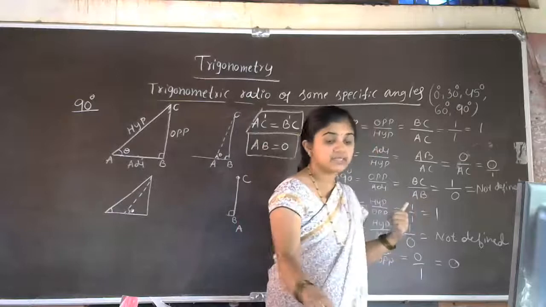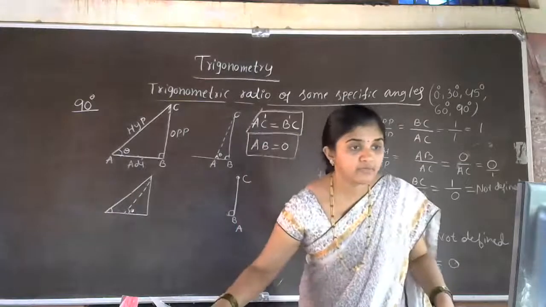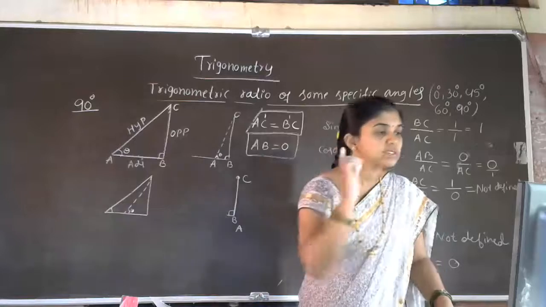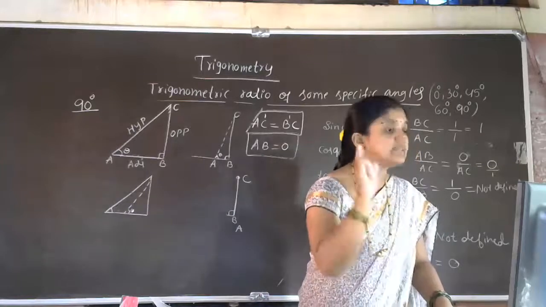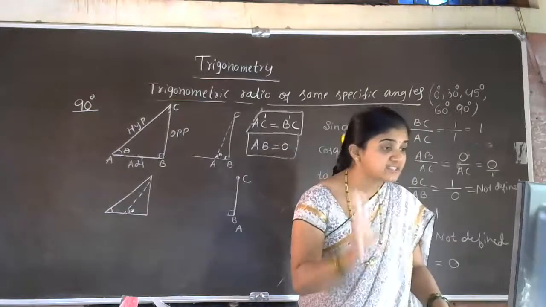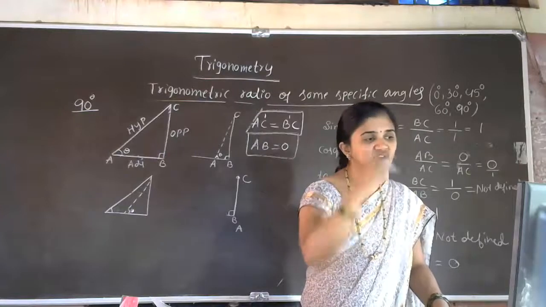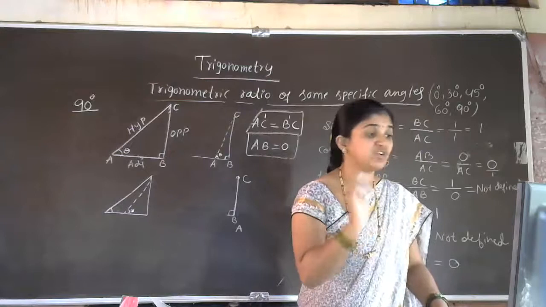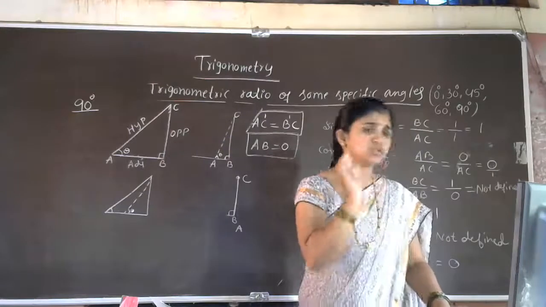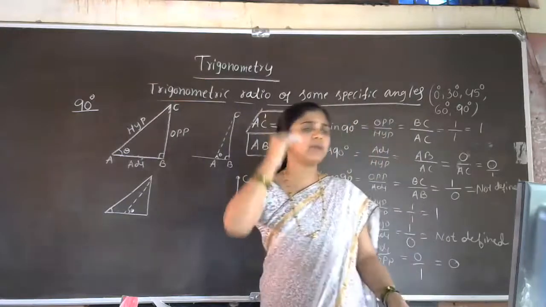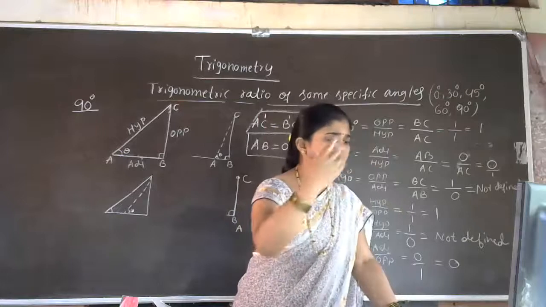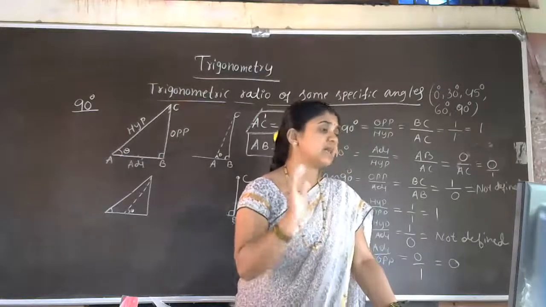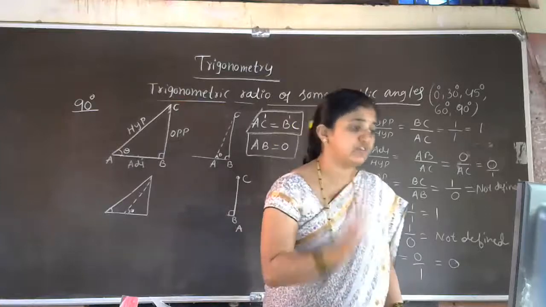Is that clear, students? You have to be careful with one thing. Listen. 0 by anything is 0. But for 1 by 0, or anything divided by 0, if 0 is in the denominator, don't write the answer as 0. Most students will write 1 by 0 as 0 only. Okay, so don't do that. The answer is infinity, not defined.